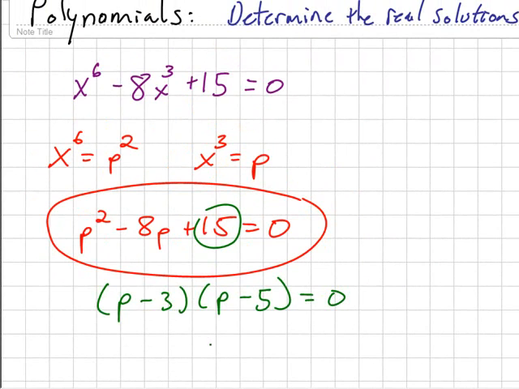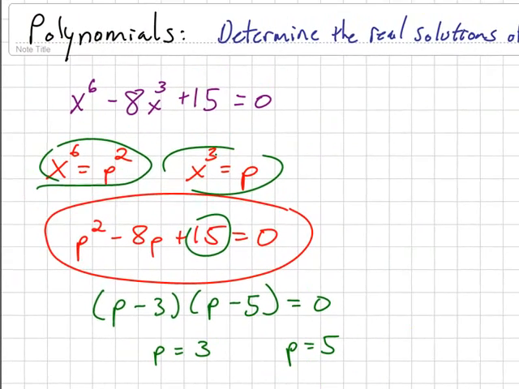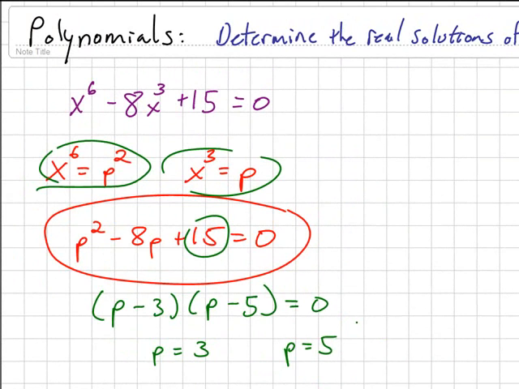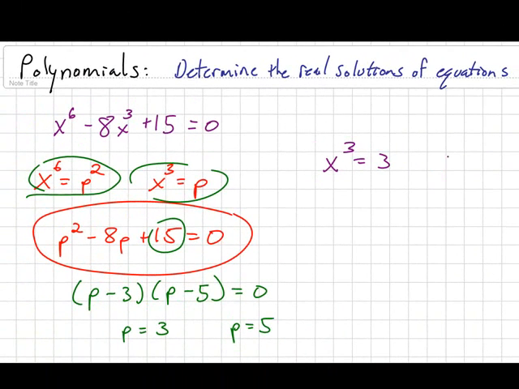So now I know my p-value to solve this equation; I would get the same answer if I used the quadratic equation, by the way. So now I'm left with p equals 3 and p equals 5. But now I've got to back substitute, remember, because I did the initial substitution. So my p-value becomes my x cubed. The form becomes x cubed equals 3 and x cubed equals 5, because p has the same value as x cubed.